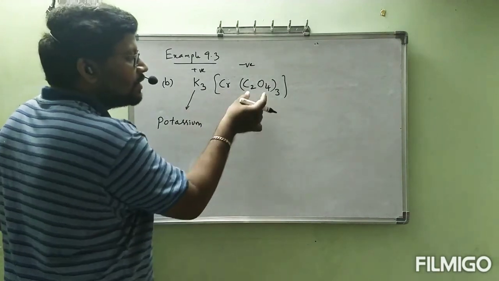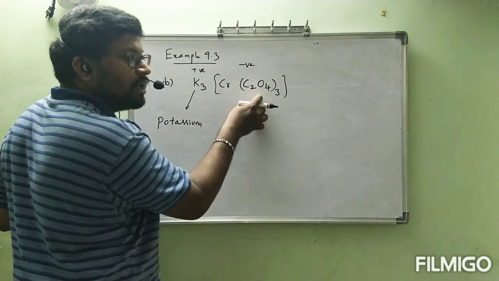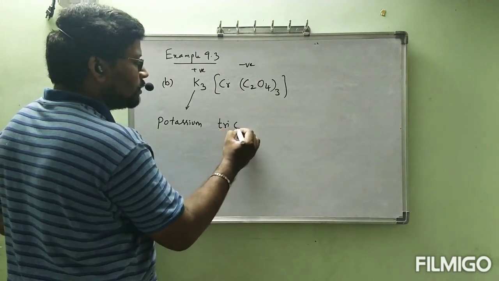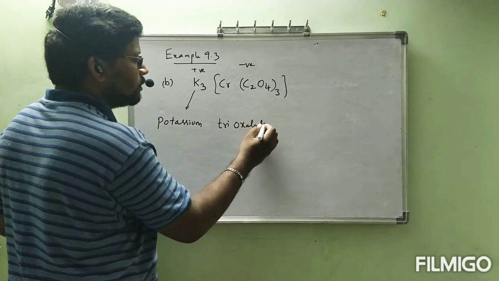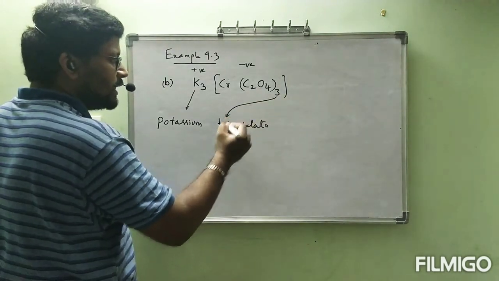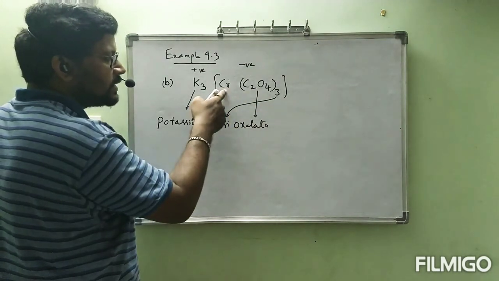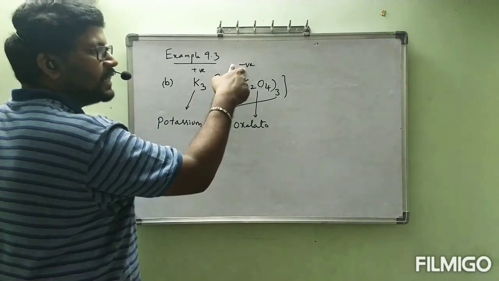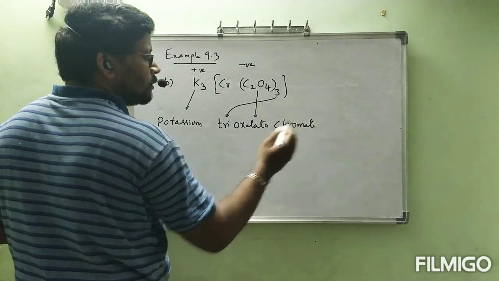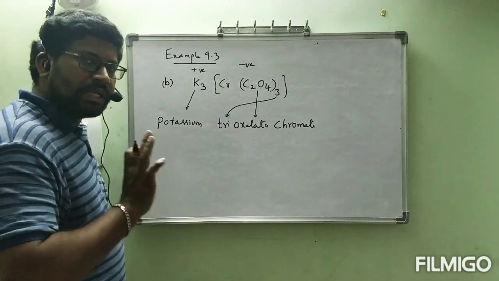Let us keep that aside. What is the ligand here? Oxalato. This is a negative ligand, oxalato. How many are there? Three are there, so trioxalato. What is the central metal atom? Chromium, but it is present in a negative complex, so chromate. Potassium trioxalato chromate. That is okay.